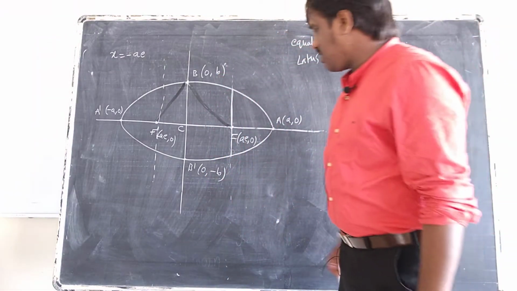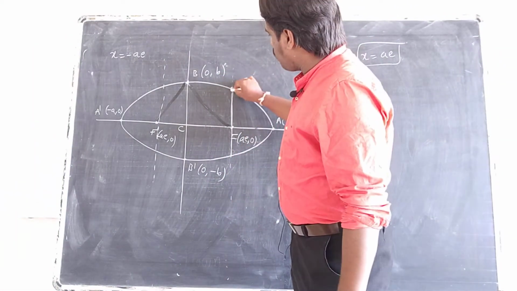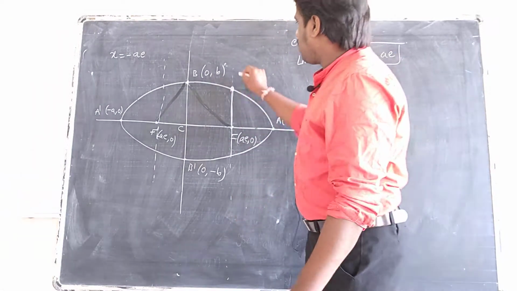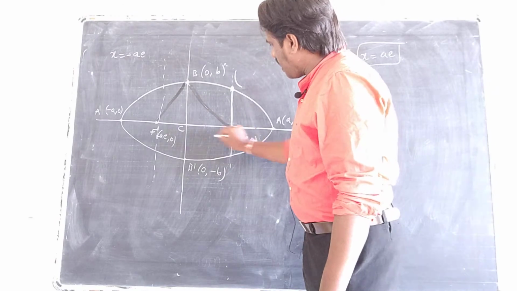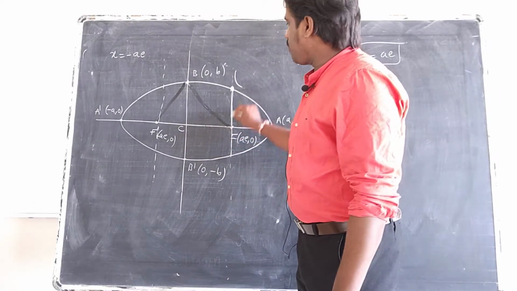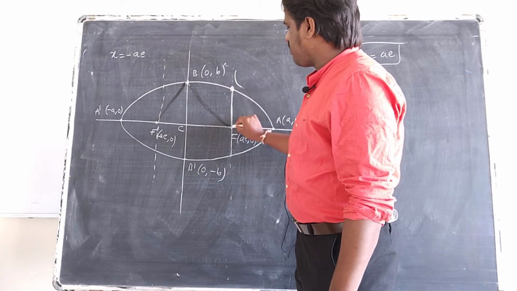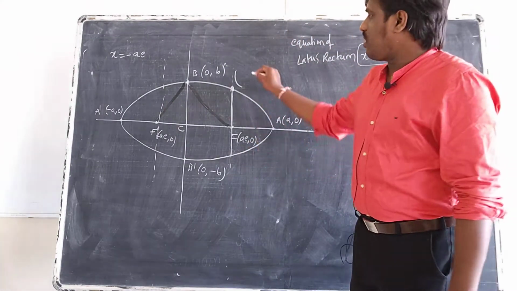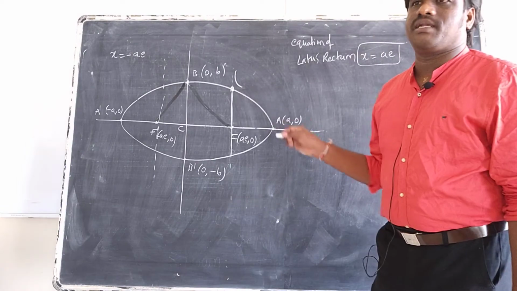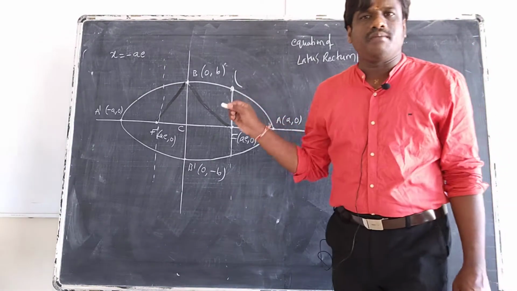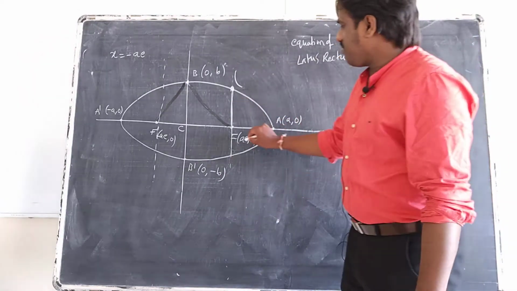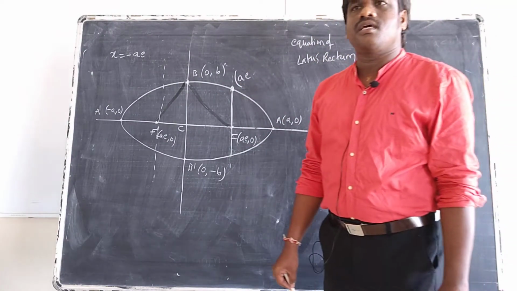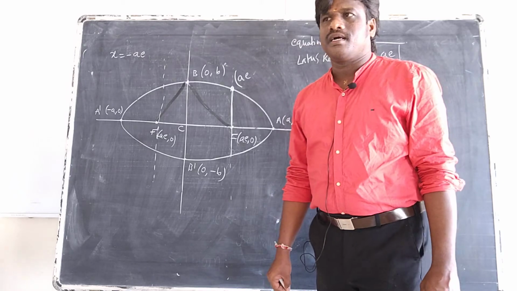Now listen here. If I want to know this point here, what do I do? You know that this distance is a. Can you tell me the coordinates of this point? The x coordinate is a, the y coordinate is 0. If this is a, this will be a. The x coordinate will be a, right? All dear students, what do you say?